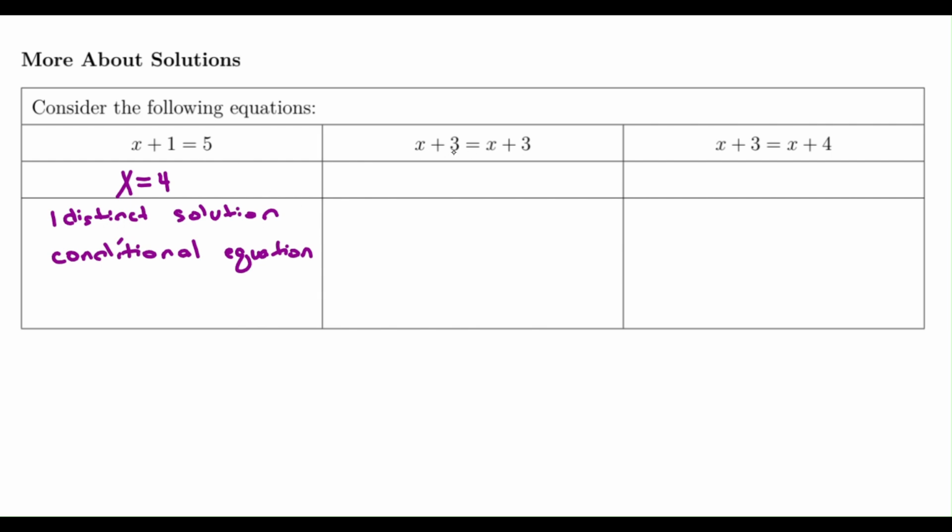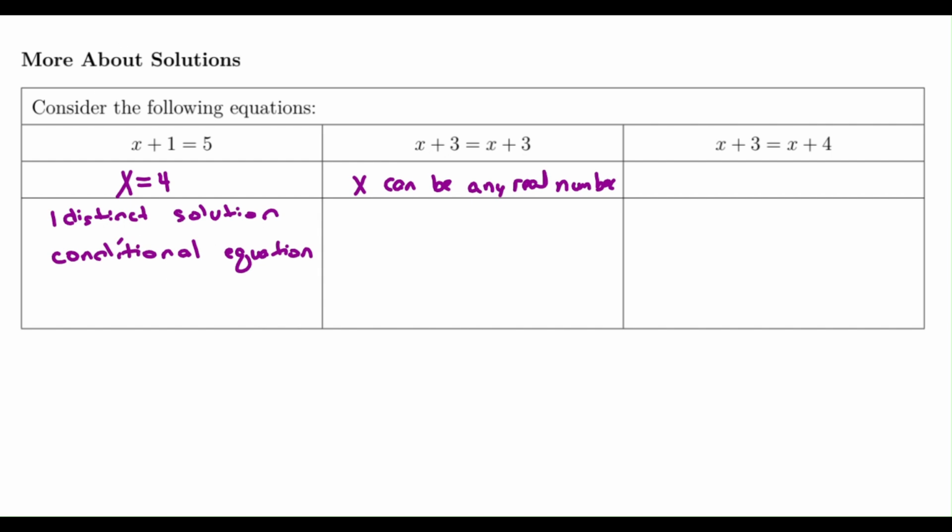When we look over to this next one here, I'm going to tell you that x can be any real number. Now, probably you believe me, because if I let x be 10, I would have 10 plus 3 equals 10 plus 3. Yeah, 13 equals 13. If I told you that x is 100, 100 plus 3 equals 100 plus 3. Yeah, that's true. It works for negatives, it works for fractions and decimals. X can be any number here.